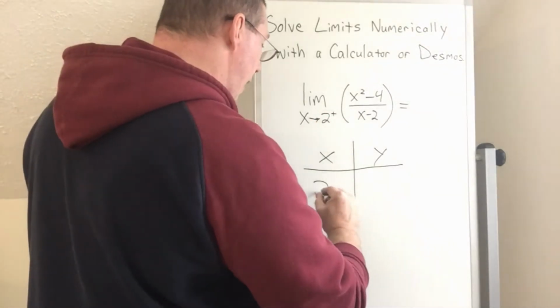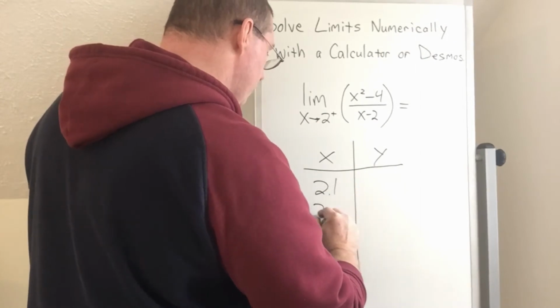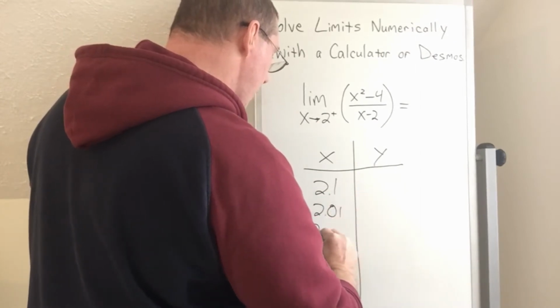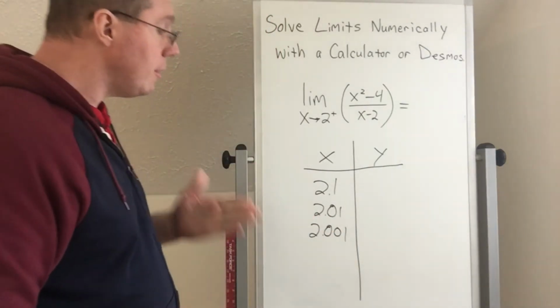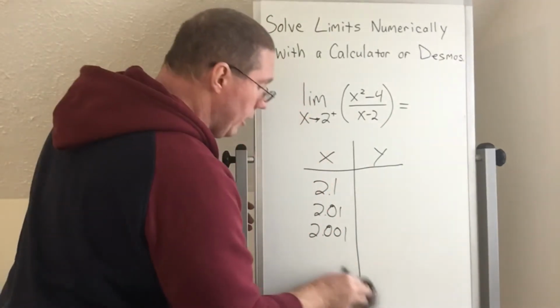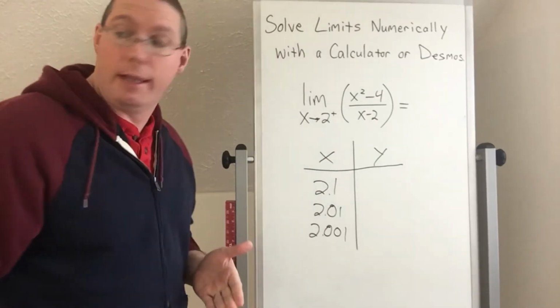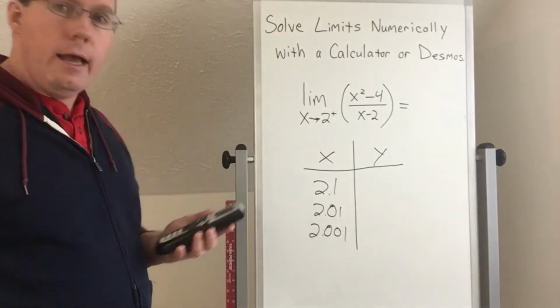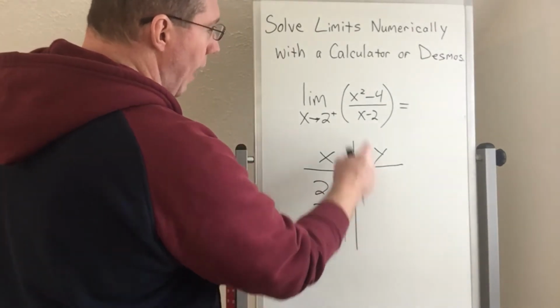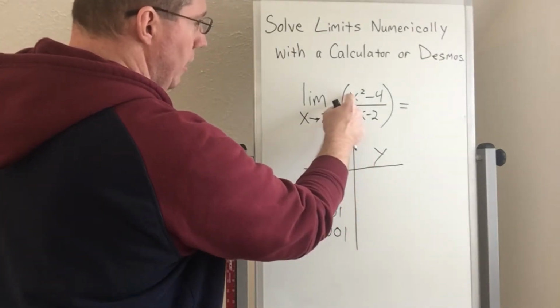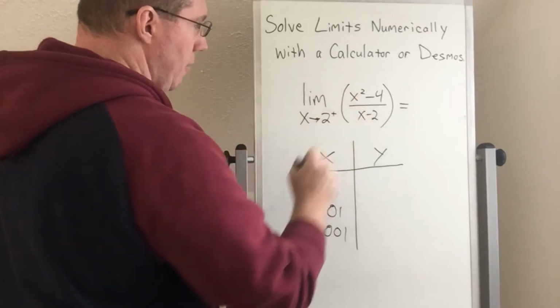So let's say we'll have 2.1, 2.01, and 2.001, okay? Now we're going to need to grab a calculator. So I've got a calculator right here. To find my output value for 2.1, I have to plug in 2.1 for the x here and for the x here.